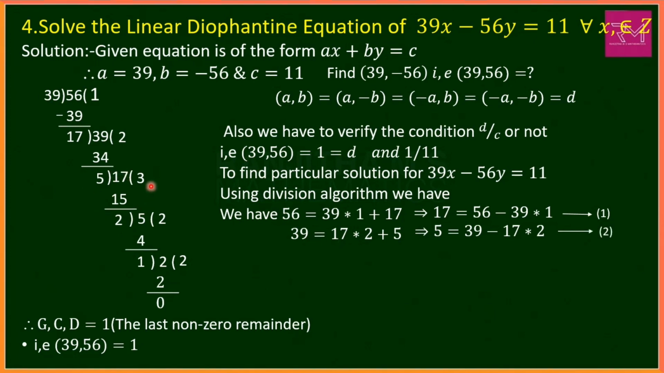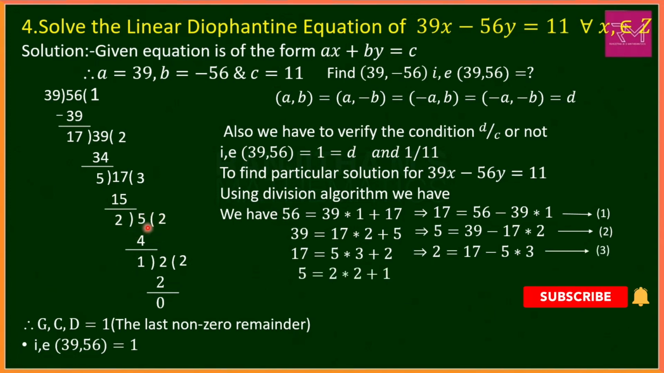Also, apply the division algorithm method for this fraction. We get dividend equals divisor into quotient plus remainder, that is 17 is equal to 5 into 3 plus 2. Or we take this 2 value as, take this value to the left hand side, we get 17 minus 5 into 3. Call this equation number 3. Similarly, for this division algorithm, 5 is equal to 2 into 2 plus 1. Or we can take 1 is equal to, take this value to the left hand side, we get 5 minus 2 into 2. Call this equation number 4. Here no need to apply the division algorithm method for this because the remainder is 0 here.